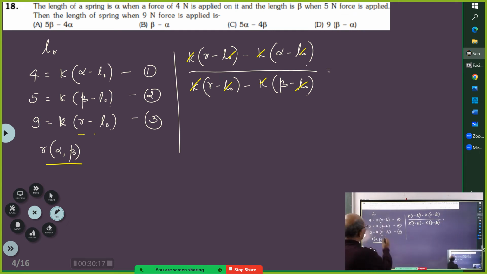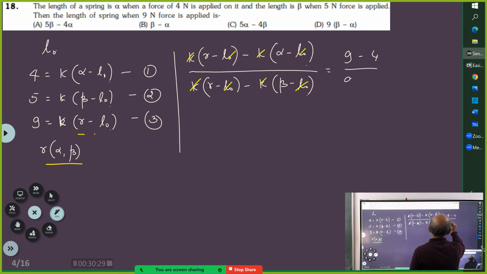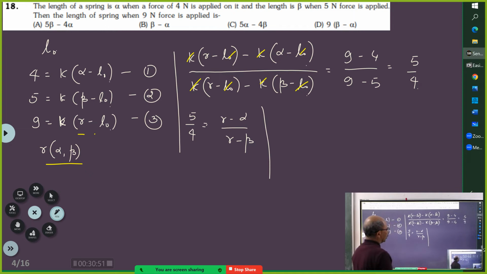So this one, K into L naught is 4. This is 4, and K into, sorry, this is 9. So 9 minus 4, and this is 9 minus 5. Okay, and this will be equal to what? 5 by 4. So I will straight away write here 5 by 4. I will just be left with gamma minus alpha, and in the denominator gamma minus beta. I think we have to solve for only gamma.